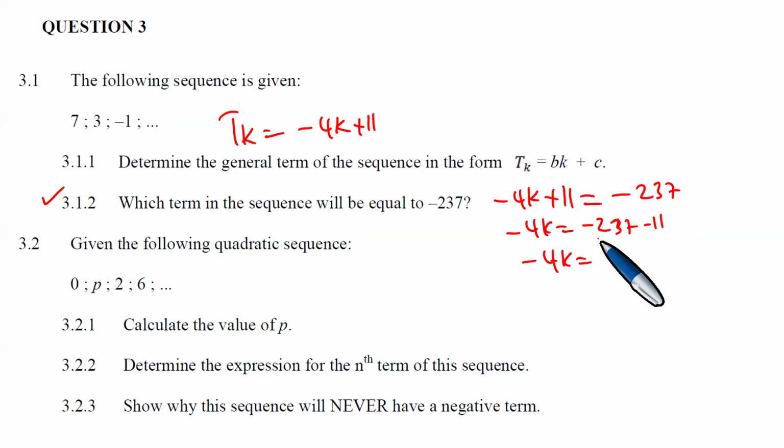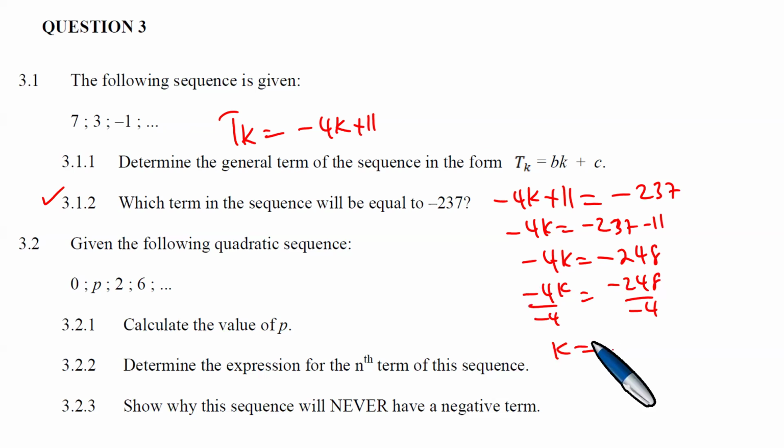So if you have minus 237 minus 11, what do you get? It's minus 248. Then what is the numerical value of k? We can divide both left and right by -4. Minus 248 divided by -4, which means k is equal to what? It's equal to 62. K is equal to 62. So any question?